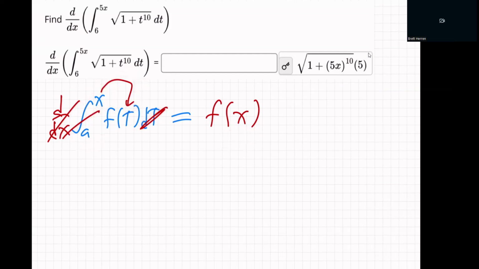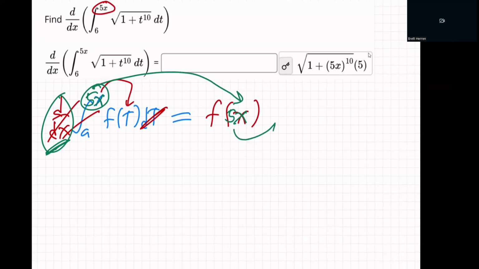But, okay, what if the top is not a simple x? What if instead it's 5x? Well, you might think, same thing, just plug in 5x. Yeah, but remember, we're doing a derivative, right? And what have we learned about derivatives? Whenever you take the derivative, if the inside, the thing you're plugging in, is anything other than a simple x, the chain rule gets involved and says you've got to multiply by the derivative of the inside, which would just be 5. Derivative of 5x is 5. So that's going to be the real way we do this problem. So we have both the chain rule and the fundamental theorem of calculus interacting here.